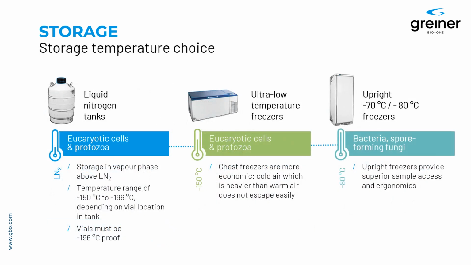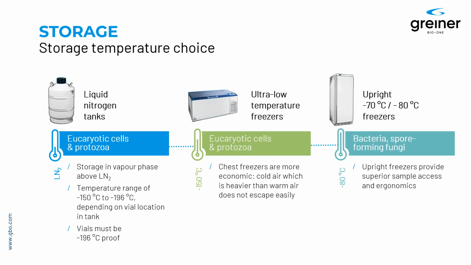So for the storage of samples at very low temperatures, in the range of -150 degrees Celsius to -196 degrees, liquid nitrogen tanks are available. Here the storage happens in the vapor phase above liquid nitrogen. Very often this is used for eukaryotic cells and protozoa. And what is important is to make sure your vials are approved for storage at these low temperatures.